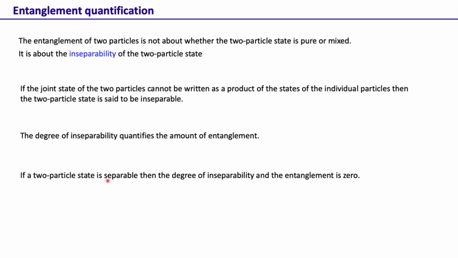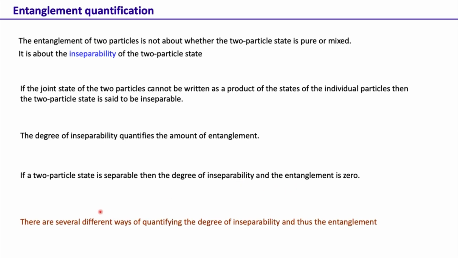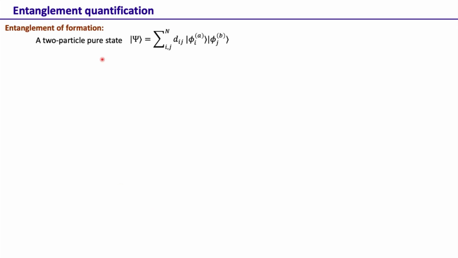And if a two particle state is separable, then of course the degree of inseparability, and thus the entanglement, is 0. So there are several different ways of quantifying the degree of inseparability and thus the entanglement. We'll look at one particular way, which is called entanglement of formation, and that has been worked out for a generic two particle qubit state, and that's what we will review as to how it is done. So we have a two particle pure state. Let's first define the entanglement of formation for a two particle pure state.